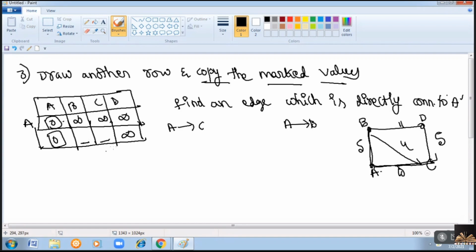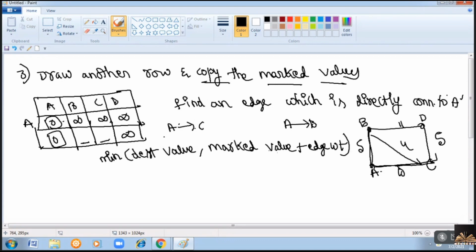To change these values, the formula we use is minimum of destination value, comma, marked value plus edge weight. The destination value is the value in the destination matrix. Among these two, whichever is minimum should be considered. Clear?